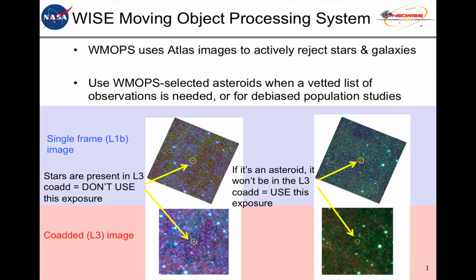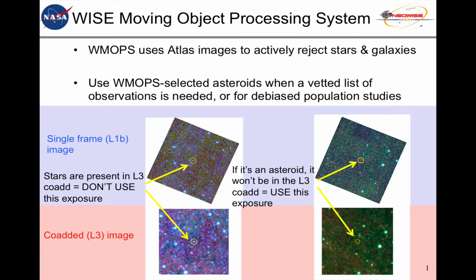Just have a few things to add to Luis's presentation. It's quite common for small bodies to be co-located on the sky with background stars or galaxies in the WISE images. The Wide Field Infrared Survey Explorer Moving Object Processing System actively rejects detections with background stars and galaxies.